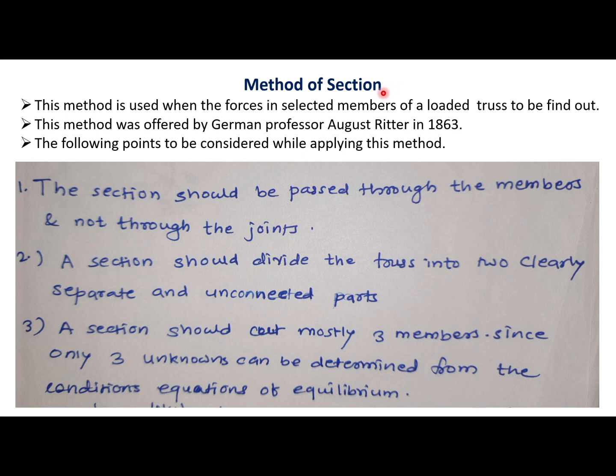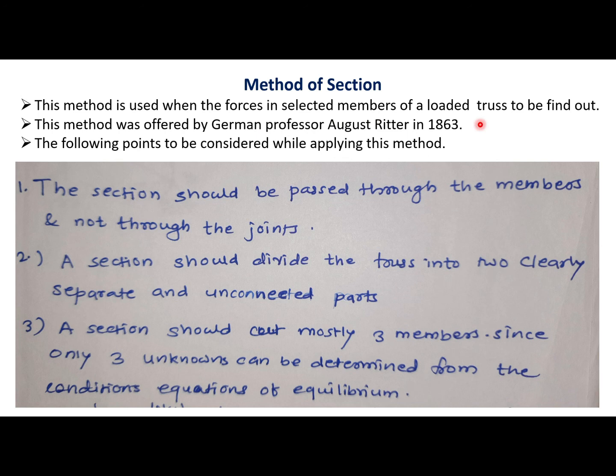And now, coming back to this last topic of the module, let us see how this method of section is applied. So, first thing is that this method is used when the forces in selected members of a loaded truss are to be found out. In comparison, we have seen that when we have to find out the forces in all the members, we apply the method of joints. In fact, we apply the conditions of equilibrium on each of the joints separately, and we find out the forces in all the members of the truss.